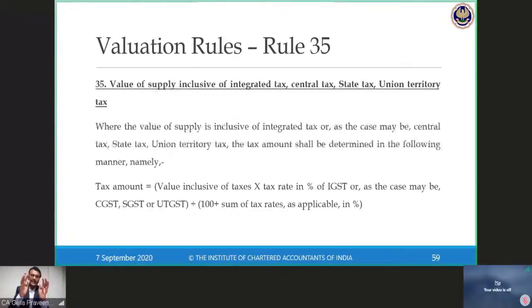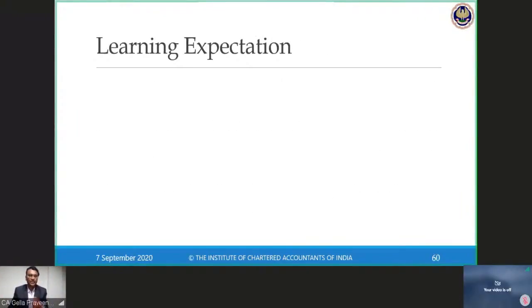If your contract is silent, whatever consideration, whatever money value you are going to receive, we presume that it is inclusive. For that purpose, I'll say my value of supply is the value multiplied by the tax rate divided by 100 plus the tax rate. If my tax rate is 28%, the money I have received multiplied by 28 divided by 128 is going to be my tax amount. So from the total consideration I eliminate the tax amount, and I land up with the taxable value.